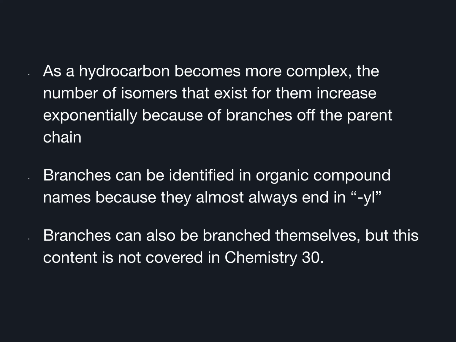As hydrocarbons become more complex, they get more and more structural isomers. So butane only has 1 structural isomer, but then pentane, which is only 1 carbon up, it uses 5 carbons, actually has 2 of them. And then hexane has 4 of them.